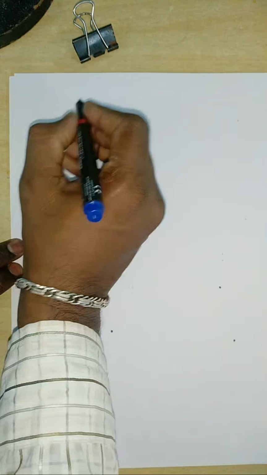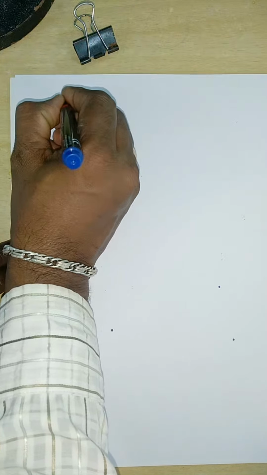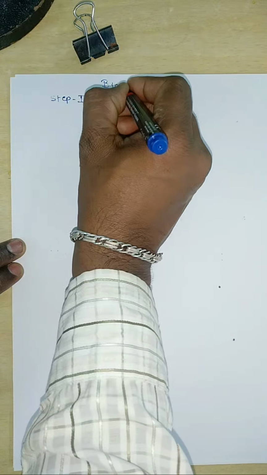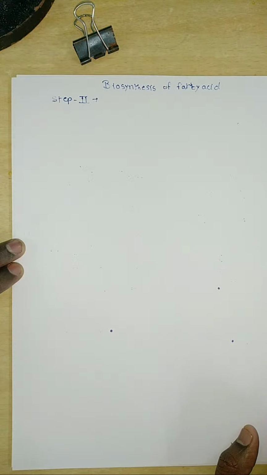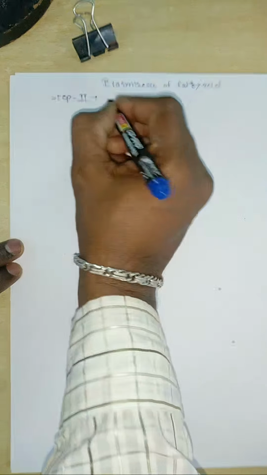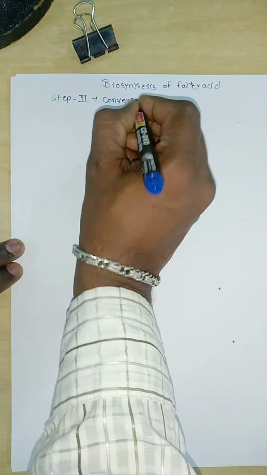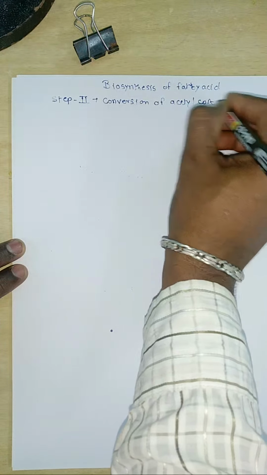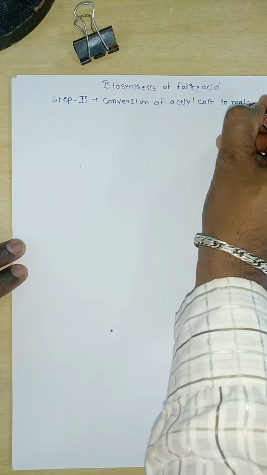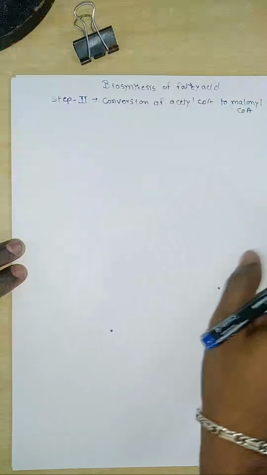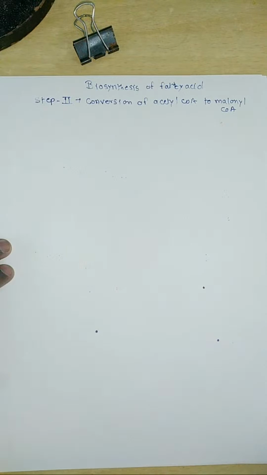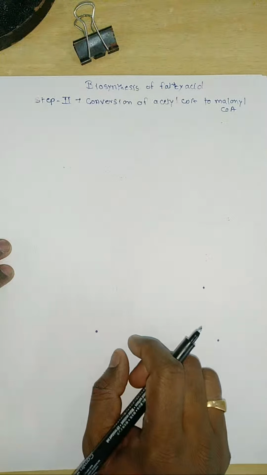When we think about step 2 of biosynthesis of fatty acid, it is known as the conversion of acetyl CoA to malonyl CoA. Now, in step 2 of biosynthesis of fatty acid is the conversion of acetyl CoA to form malonyl CoA.